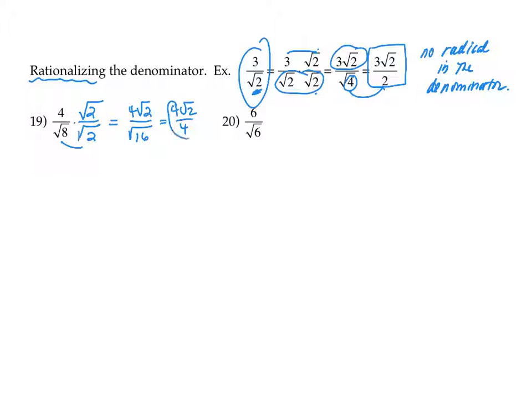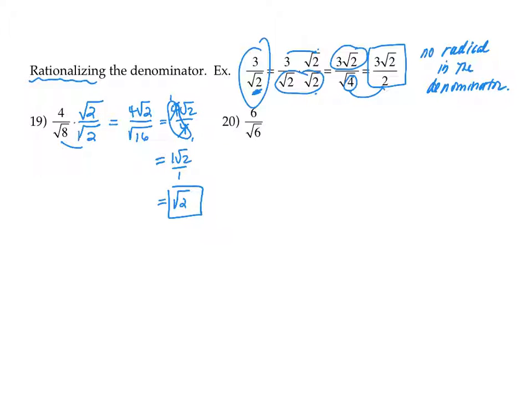And we notice that right here, we can simplify. 4 divided by 4 is 1. So in the end, we're left with 1 square root of 2 over 1. You don't need to write those ones. The final answer would just be the square root of 2.